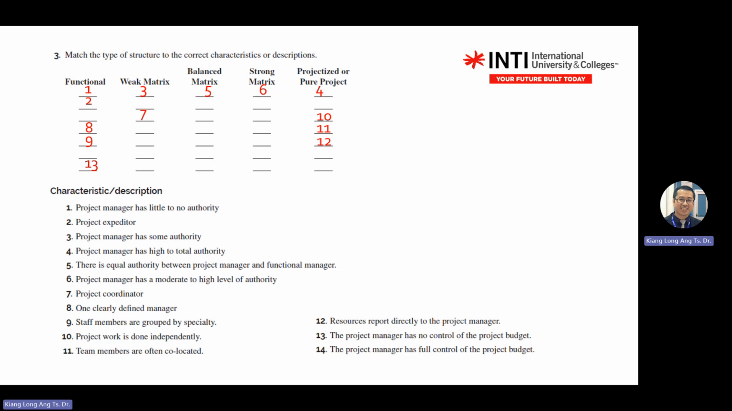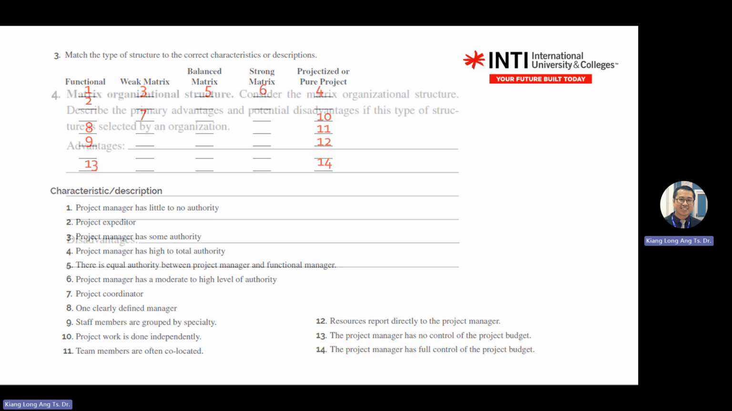Full control is projectized. So either weak, balanced, or strong. This one you will see some description here: high to total, moderate to high, for example. Some is weak. So these are the keywords, like how you put them inside.